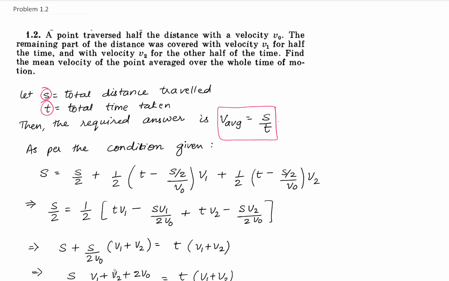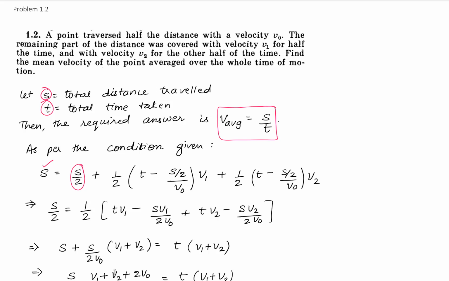s by t. Now, as per the condition given, if you notice, s is the total distance traveled, so that is here on the left hand side, but we can also write the total distance traveled in terms of the velocities and the times for which it travels. So of course the first half has been traveled with the velocity v0, so the first half of the distance comes here, that is already traveled.